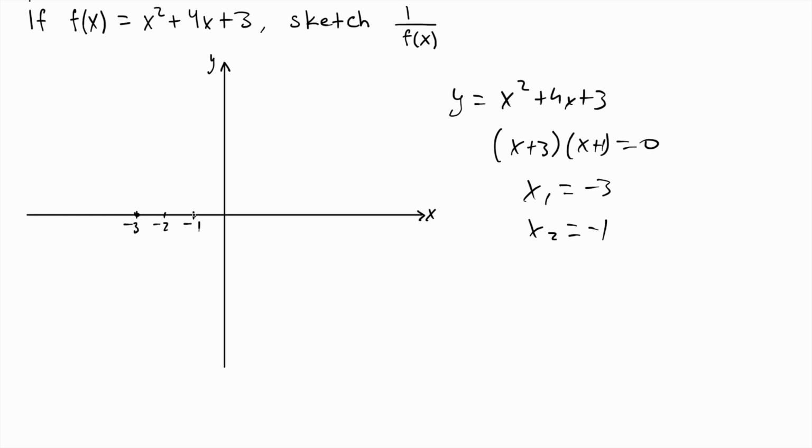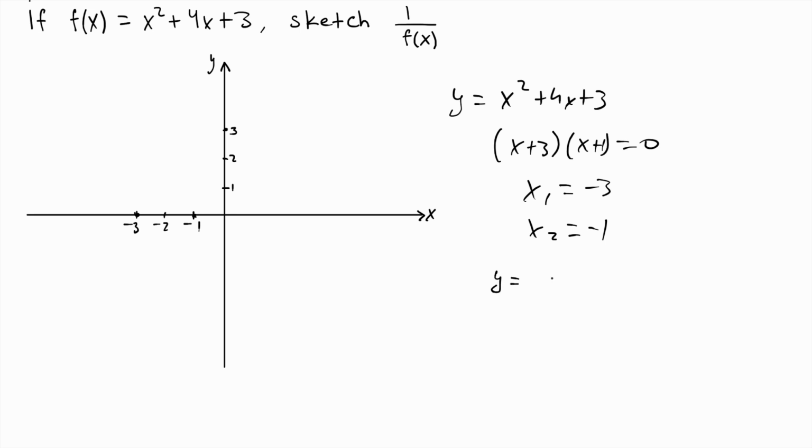I just circled these bits. And then my y-intercept is 3. So I'll go here 1, 2, 3. Alright. And now my vertex, if I write this in vertex form, I would have y equals x squared plus 4x plus 4 minus 4 and then plus 3.